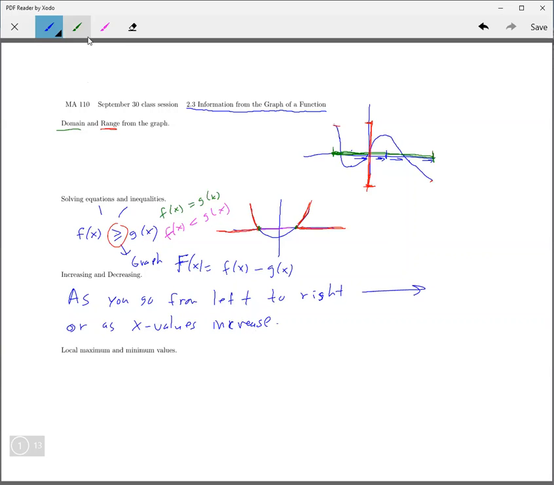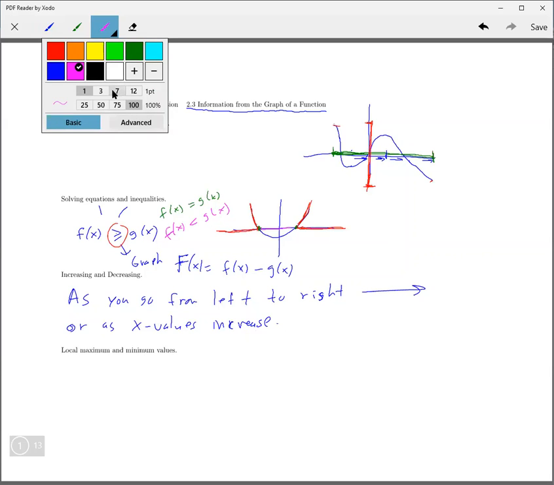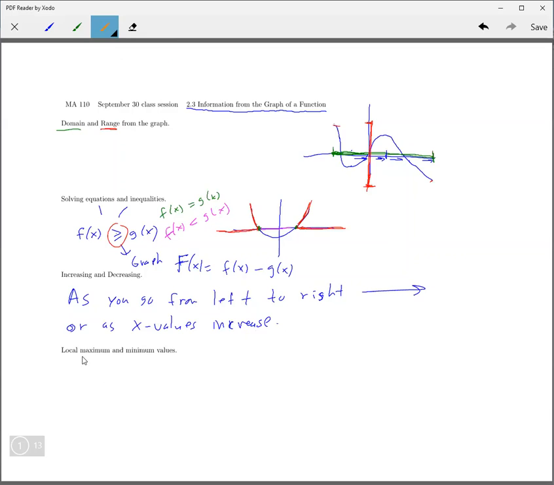Okay, local maximum or minimum values. That's another aspect of the graph. Maximum values would be like this, for example. This would actually be the value, and it occurs at that point. So whatever y value that is, it occurs at that point. This is a local maximum because it's higher than all the surrounding points.